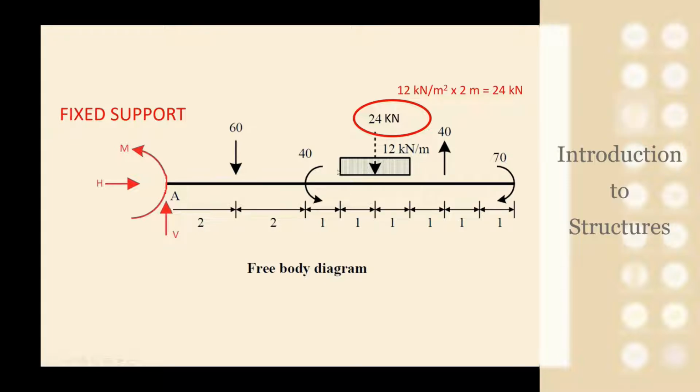And the other thing that you need to remember when you are using UDLs is that a UDL can be replaced by a punctual load equal to the value of the load per unit of length multiplied by the distance where the UDL is applied. In this case, it is 2 meters. So 12 times 2 is equal to 24. So you can replace the effect of this UDL by this punctual load of 24 kilonewtons applied in the middle of the UDL itself.